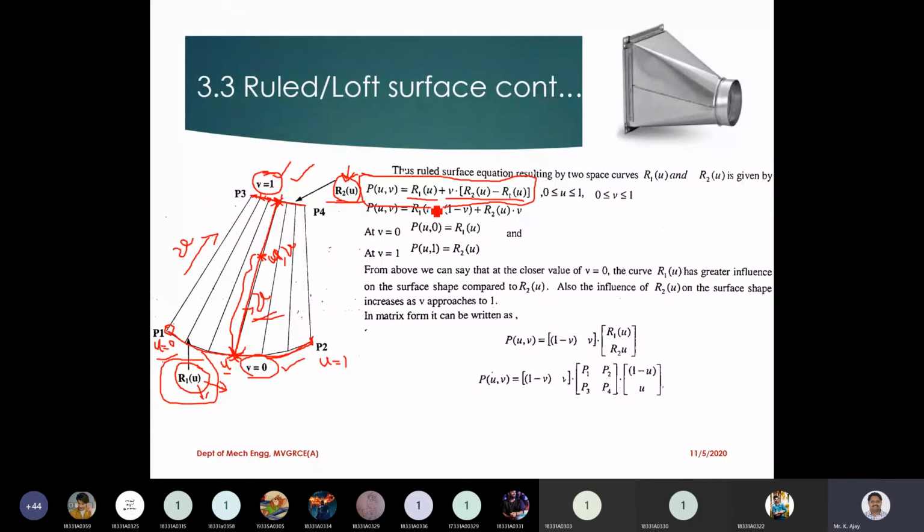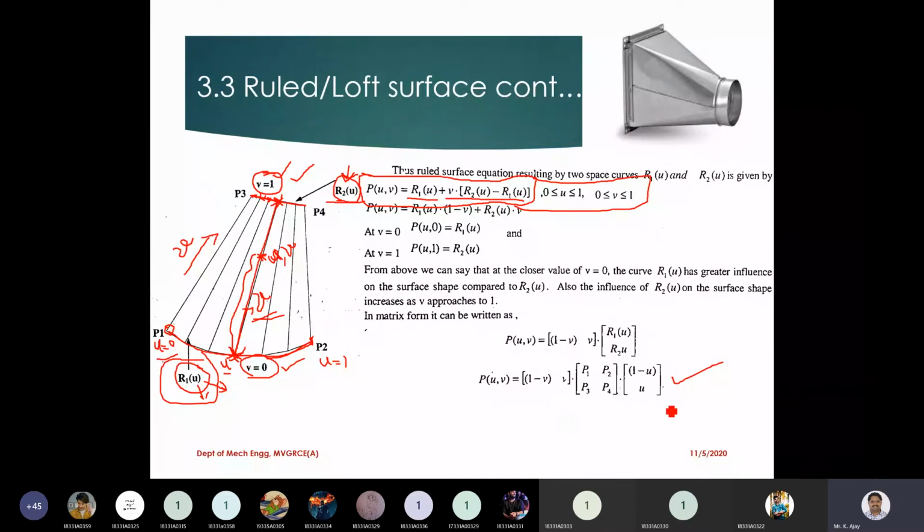Like this, P of u comma v is equal to R1 of u plus v multiplied by R2 of u minus R1 of u, where, just like the previous case, u and v both vary from 0 to 1. From this equation, by taking u as common and v as common, I can rewrite the same equation in matrix form. The final matrix form will become: P of u comma v is equal to [1 minus v, v] multiplied by [P1 P2; P3 P4] multiplied by [1 minus u, u] vertically.